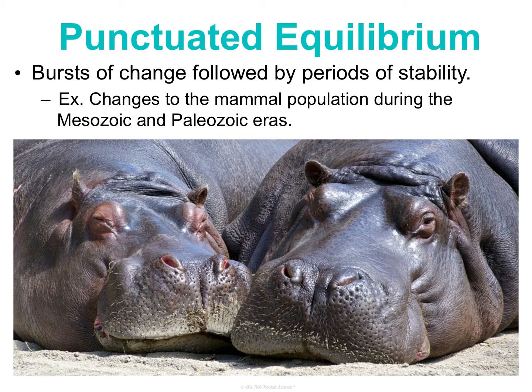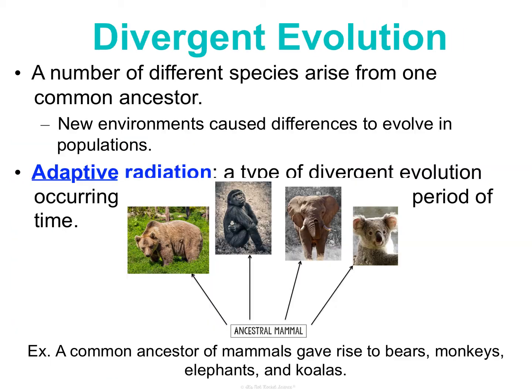One of the best examples of this is the mammalian population that happened during the Mesozoic and Paleozoic eras. There were 5 mass extinction events. It was a mass extinction event followed by a very long time period of very little change and a lot of stability. And mammals were good at dealing with that stability.